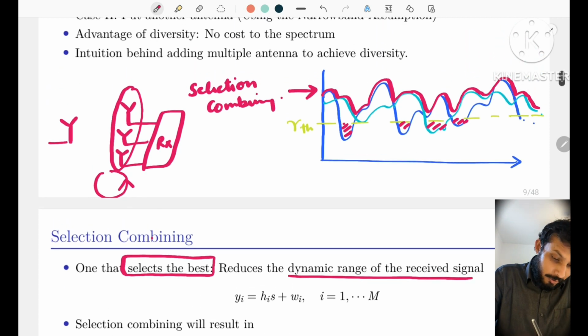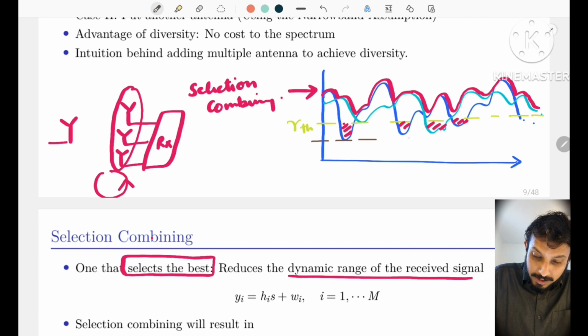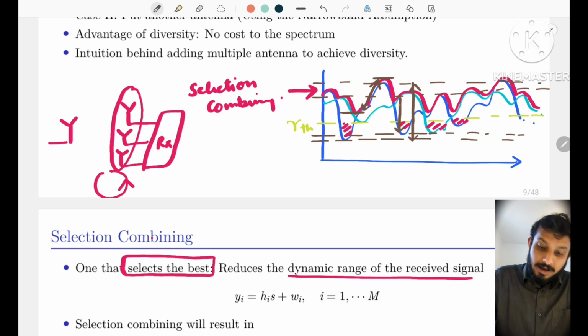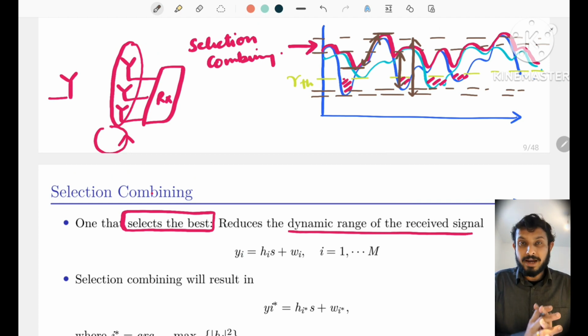received signal. And what we mean by this is that, let's say this was the level in which the signal at the blue antenna was fluctuating, and let's say this was the range where it touched the minimum level, and this was the higher. So when we talk about the combined signal, the signal variation is now reduced compared to the signal we have at the individual antenna elements. So as a result, there are fewer fluctuations in the combined signal.